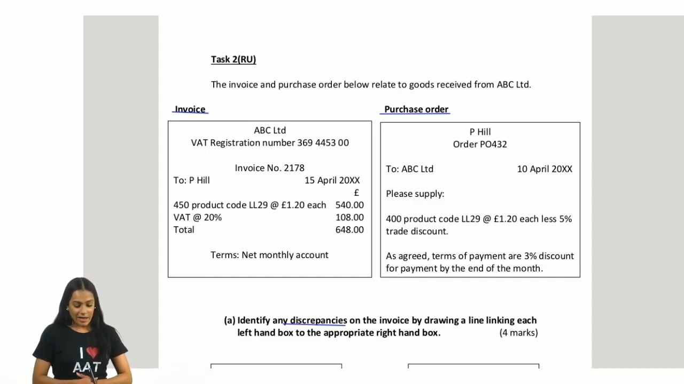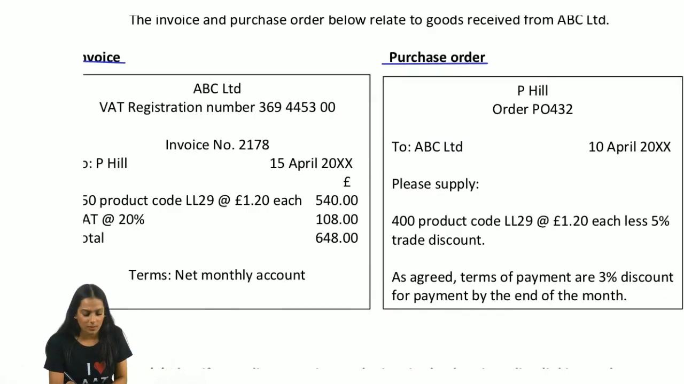The invoice date was the 15th of April, and it is 450 units of the product labelled LL29 at 120 each, and the total is 540. The VAT is at 20%, and the total is 648. The terms of payment are net monthly account, which means that the amount due is payable within 30 days of the invoice date. The purchase order is a document sent before the invoice is issued. Should I zoom in a little bit so you can see? Is that better?